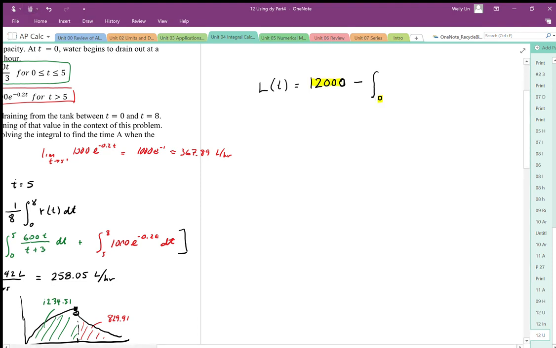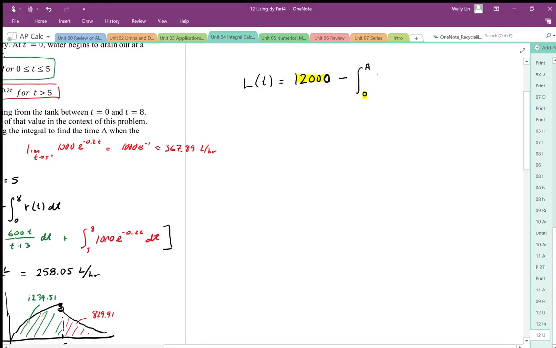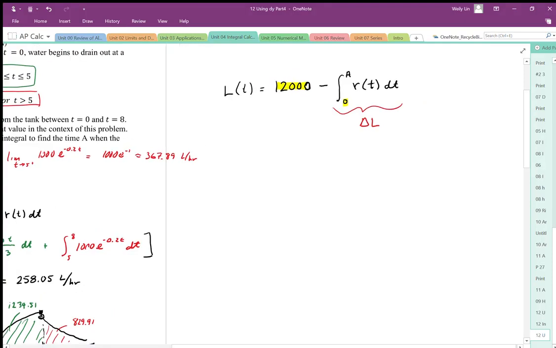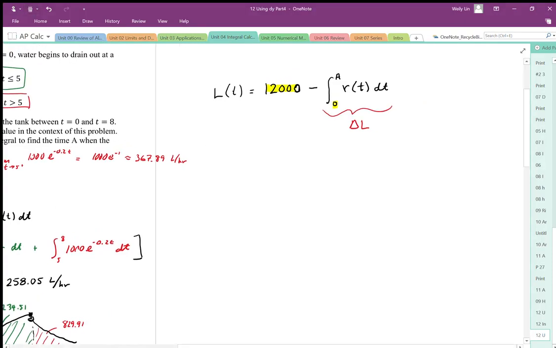The time is 0, 12,000 liters, and we're going to integrate this to some point A. And we want then the integral under the r of t function. So this represents the area under the r of t function. This amount represents the change in liters in this problem. Okay, so the total amount of liters is then going to be equal to 12,000 minus the change in liters, and the end point is A, and that should give us a liter value of 9,000 liters. So this represents my equation that will solve for some point A.